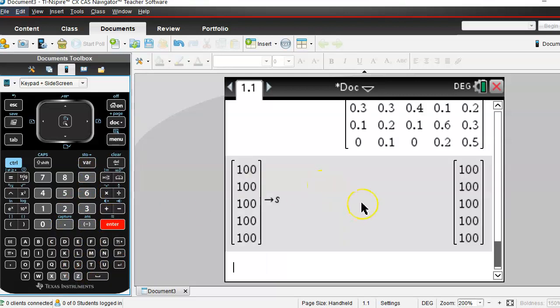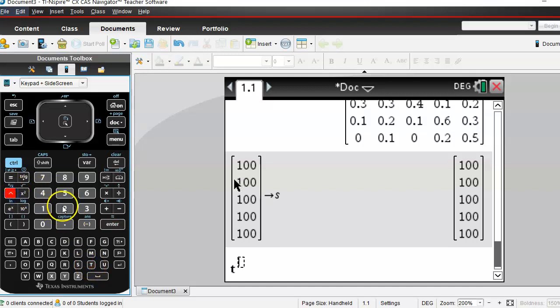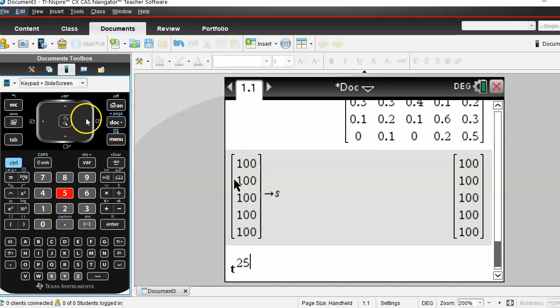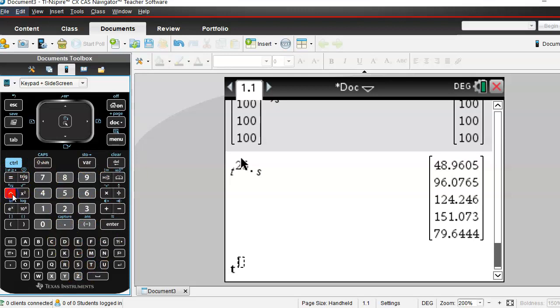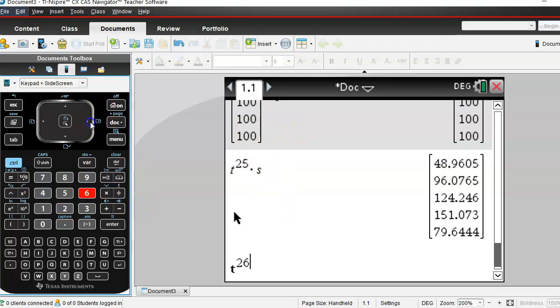Okay, so we're looking for a steady state. So again, I'm not interested in what number that happens at. I'm interested in what the steady state is. So I'll just go, I don't know, 25 times by S. Okay, that's looking good, but let's check to see what T to the 26 times by S is.